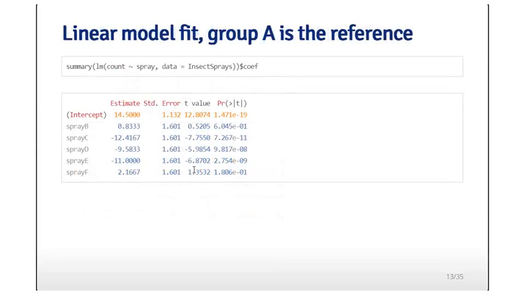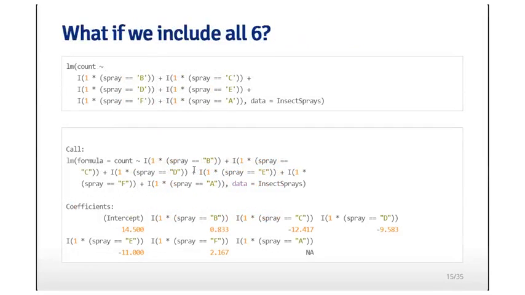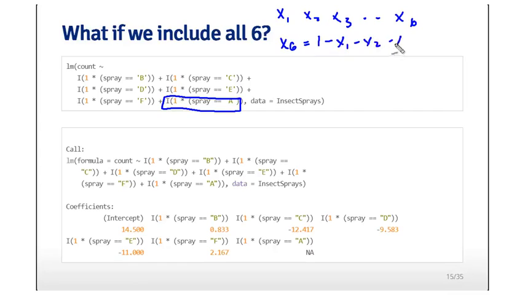0.833, negative 12, negative 9, negative 11, there they are again. You can see they're the same. Okay, what happens if we include all 6? What does it do? First, I'm including an extra variable, and this one is clearly redundant. Let's say I have x1, x2, x3 up to x6 that are all binary. And x6 is equal to 1 minus x1 minus x2 minus x3 and so on, minus x4 minus x5. By including the intercept, we have a 1 in the model, and we have x1, x2, x3, x4, and x5 in the model. So if we know all those, then we know x6.